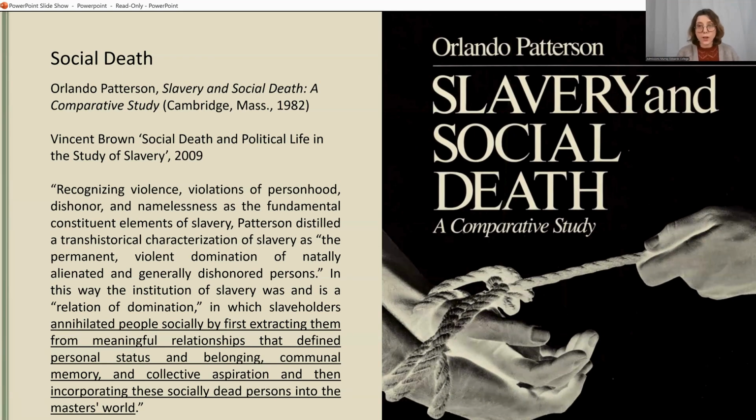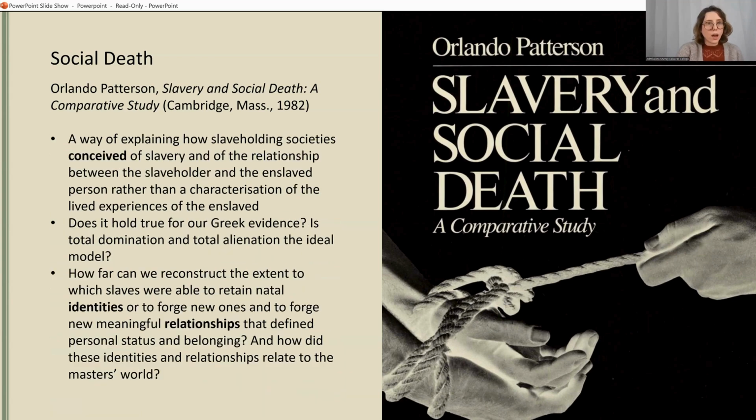And the only relationship that identifies them and that characterizes them is their relationship to their master, their owner. And in this position, they are inherently without honor, right? Because they don't have access to any of the means of acquiring honor that their natal identity might have offered them.